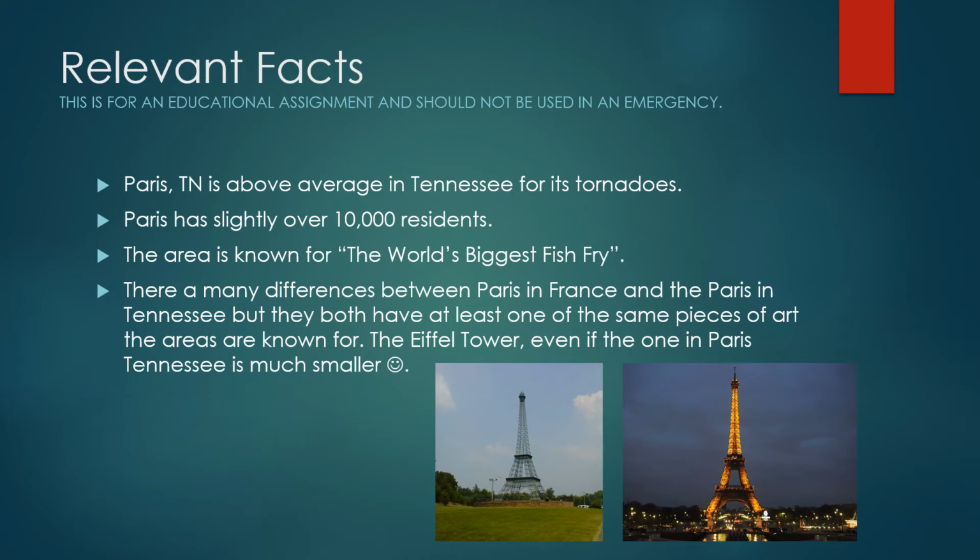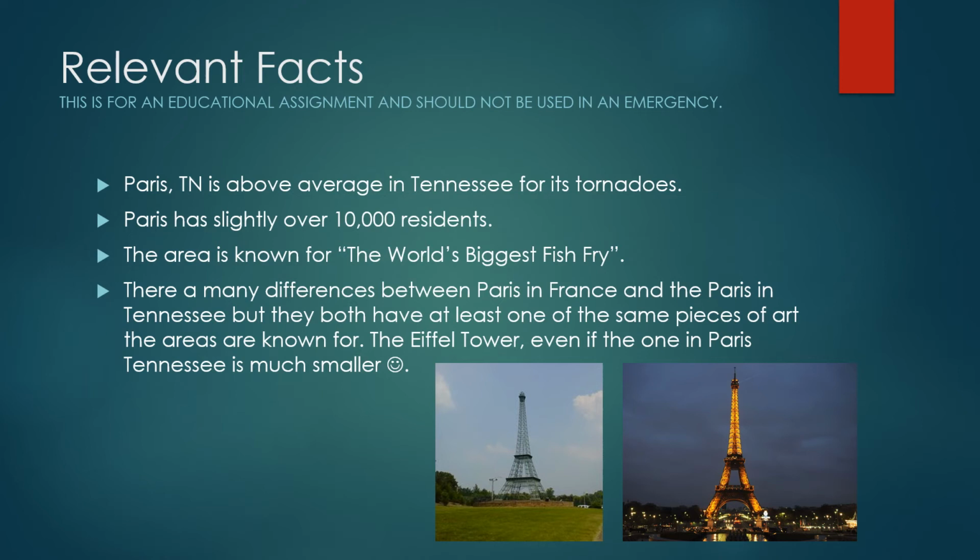Paris, Tennessee is above average in Tennessee for its tornadoes. Paris has slightly over 10,000 residents. The area is known for the world's biggest fish fry. And despite that there are many differences between Paris, France and Paris, Tennessee, they at least both have the Eiffel Tower. As you can see, the one on the right is the one in Paris and the one on the left is the one in Tennessee.